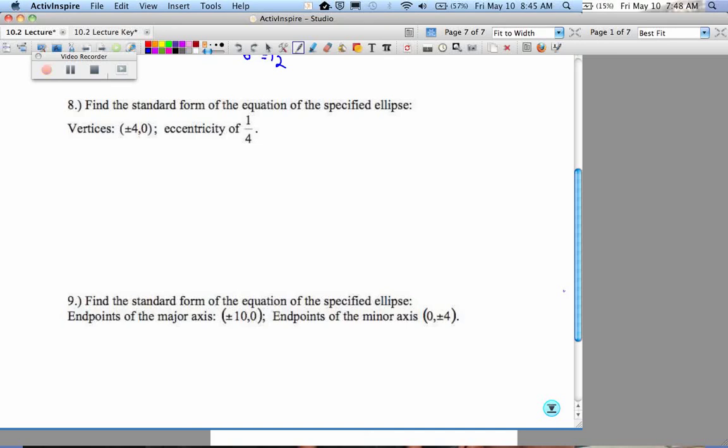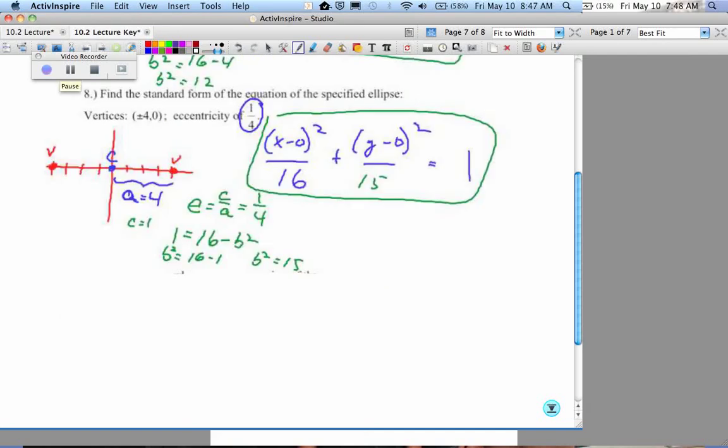Find the standard form of the equation of the specified ellipse. Vertices 4, 0, negative 4, 0. I'm going to tell you that the eccentricity is c over a. So I would like you to come up with your own equation quickly. I'll pause it, you work, find the equation of this ellipse. The only thing I have on the drawing is the 4, 0, negative 4, 0, but that does help me find my center, 0, 0 again.